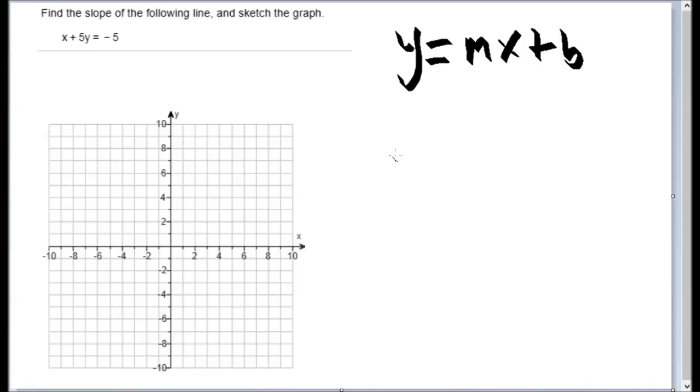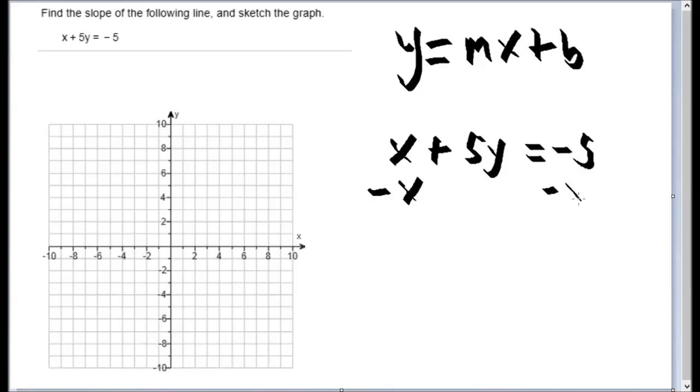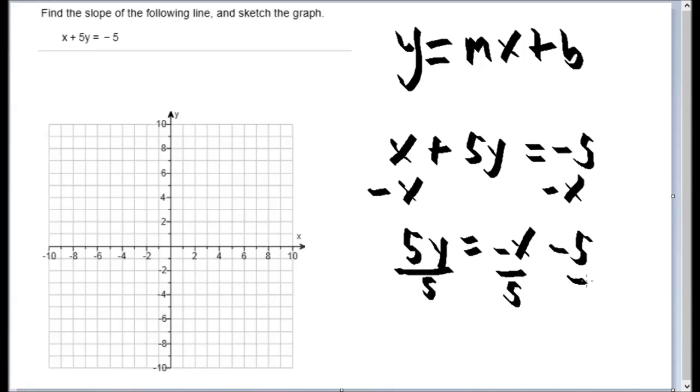So we have x plus 5y is equal to -5. And I'm going to subtract x from both sides, and I'm going to write it in this order. Positive 5y is equal to -x minus 5. And then I'm going to divide everything in the equation by 5 like this. That's not an s, that's a 5. That cancels and we get y is equal to -1/5 x. And then, of course, minus 5 divided by 5, which is 1.